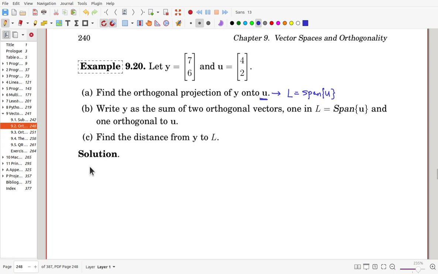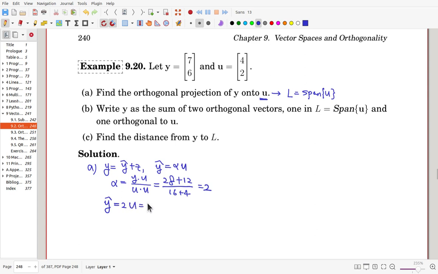Okay, let's begin. Part A. y is projected onto u, which means y is now y hat plus z. Of course, here y hat will be alpha u, and alpha is y dot u over u dot u. y dot u is 28 plus 12, divided by u dot u, 16 plus 4. The bottom is 20, the top is 40, so it is 2. So y hat is the same as 2 times u, which is now 8 and 4. So that is exactly the projection itself.